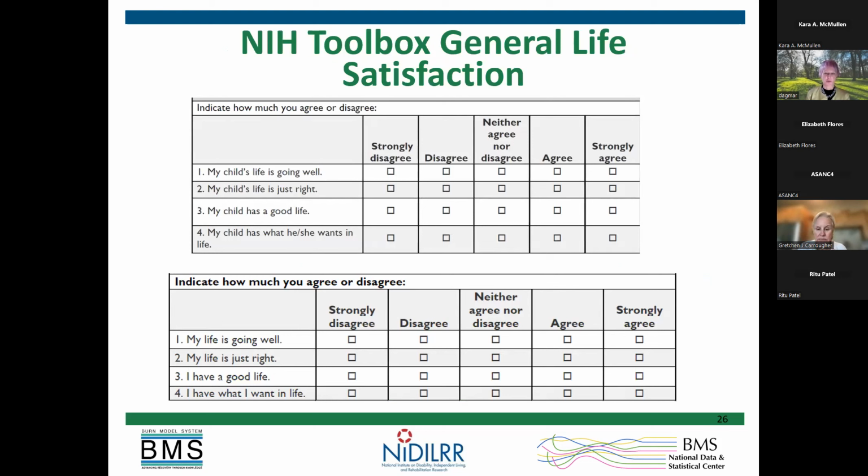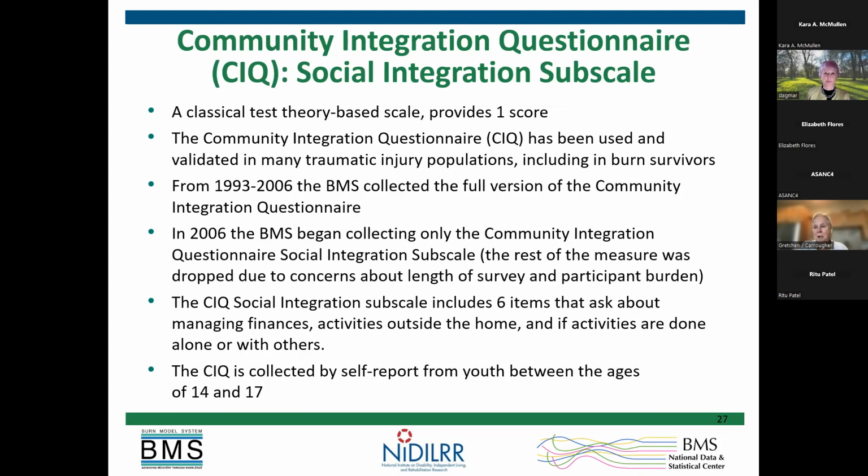It has 4 questions. The response options are from strongly disagree to strongly agree, which is a response option we don't usually recommend, especially not for children, but because the questions are fairly simple, and because this was developed to parallel the adult version, they decided to stick with this response option. There is no time frame, so this is kind of asking about how you're feeling about your life right now as you're responding to the questionnaire.